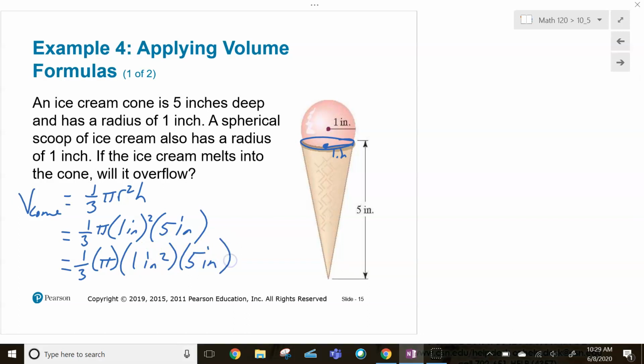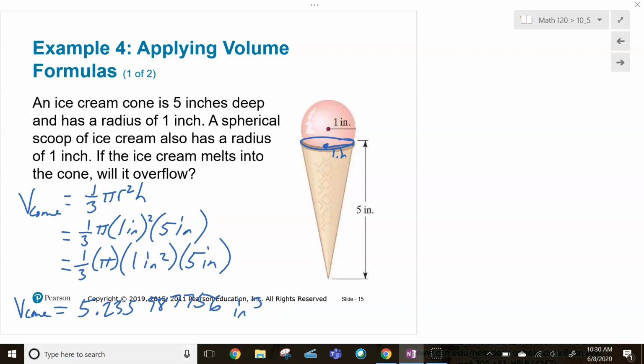Anyways, I punch all these in. So now I got 5 times 1 times pi. Divide that whole thing by 3. And I got the volume of the cone. So this is how much room I have for it to melt into: 5.235987756. I'll just leave it there for now.